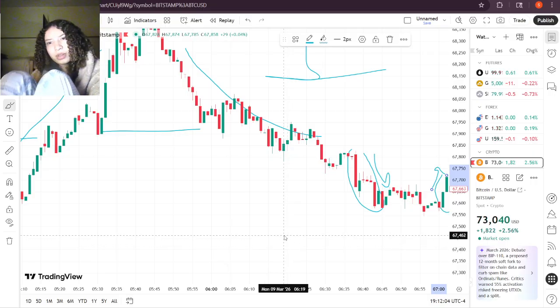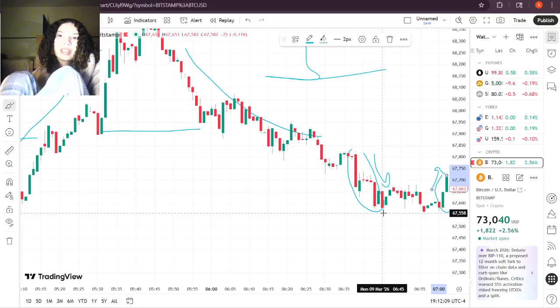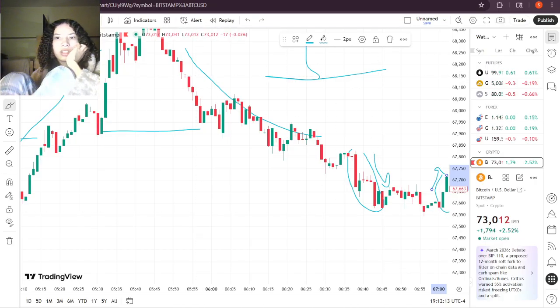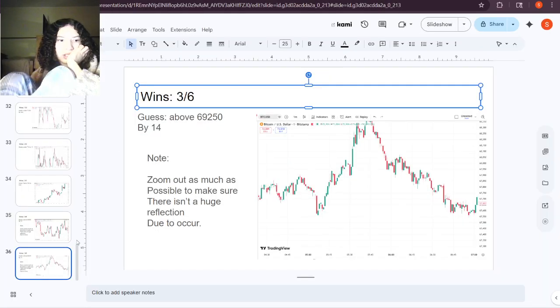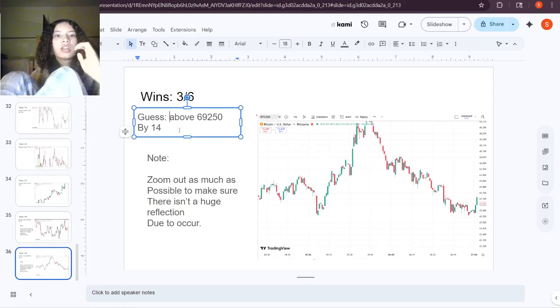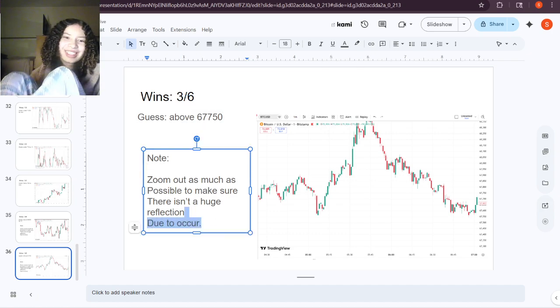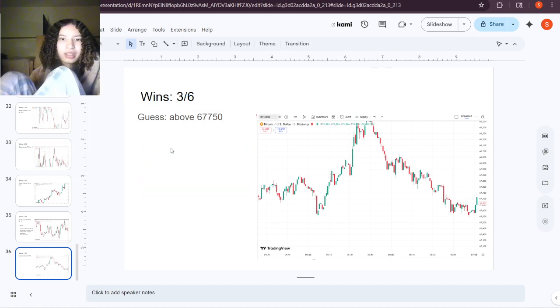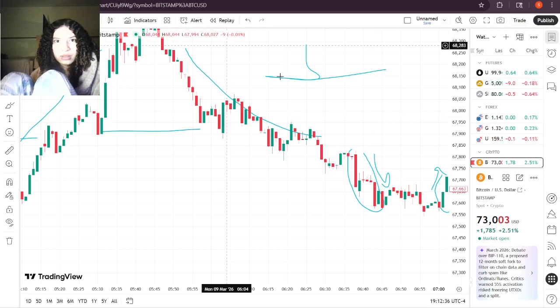I think most people will have already bet on it, but I would go with 67,750. I don't feel like I can say for sure that it'll go above 68,000. 67,750 seems safe enough. So 67,750. Let's remove this note and let's see by 8 if we go above.